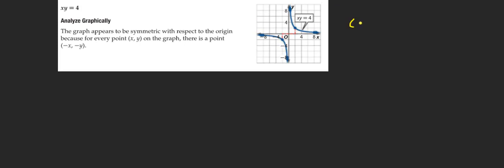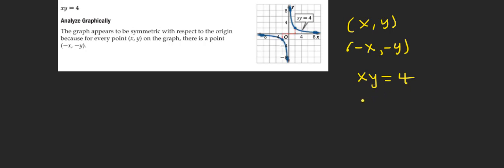Which means when you have (x, y) on the graph, you are also going to have (negative x, negative y) on the graph. So since you have xy equals 4, you know that 2 times 2 is 4, so you could say (2, 2). That means (negative 2, negative 2), the opposite of x and the opposite of y, should also be on the graph. Is it? Negative 2 times negative 2 is 4. So numerically, we just supported that this is symmetric with respect to the origin.